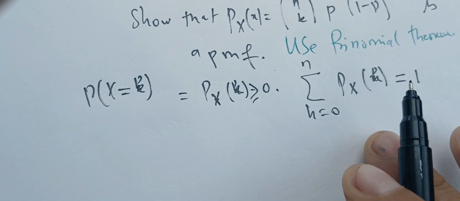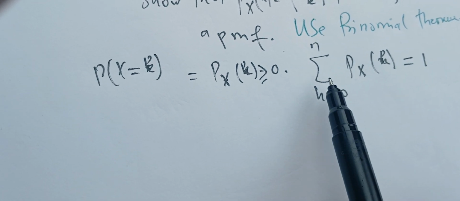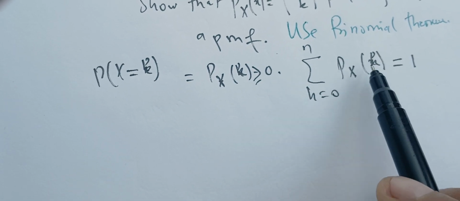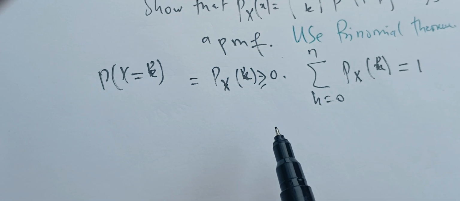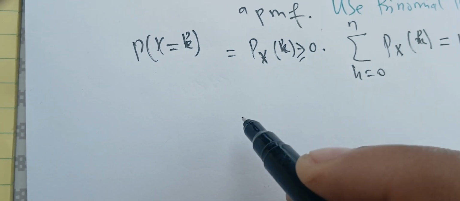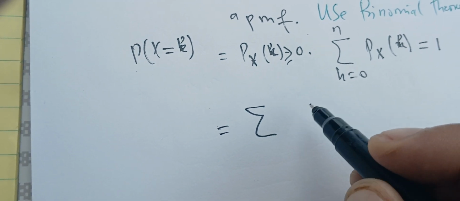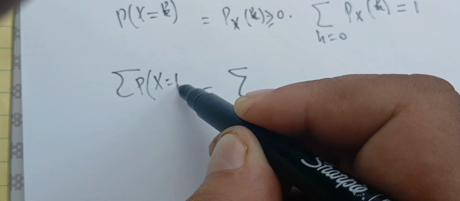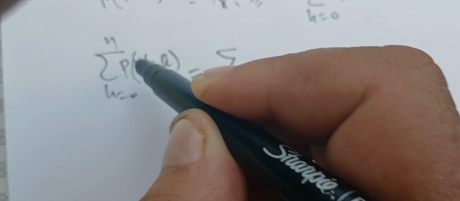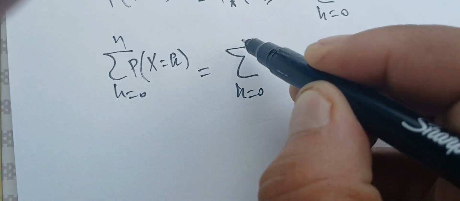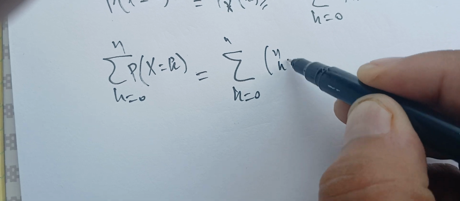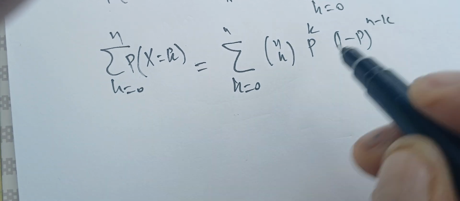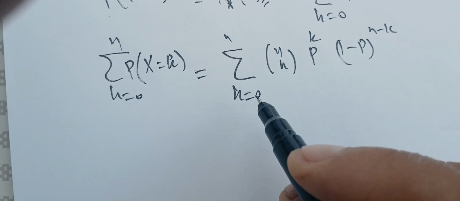The second thing that we need to do is to prove that the sum of the probabilities of all the k's, where k goes from 0 to n, is 1. To do so we have to write this in this manner. So this sum, the probability that X is equal to k, where k is going from 0 to n, is the sum, k going from 0 to n, of n choose k, p to the power k times 1 minus p to the power n minus k.